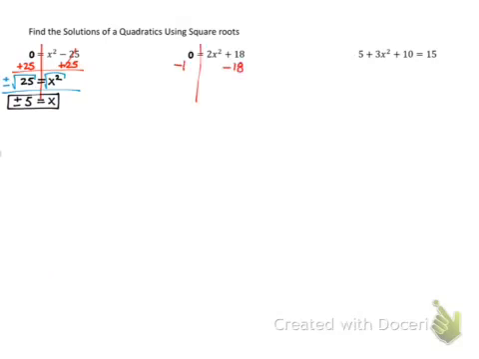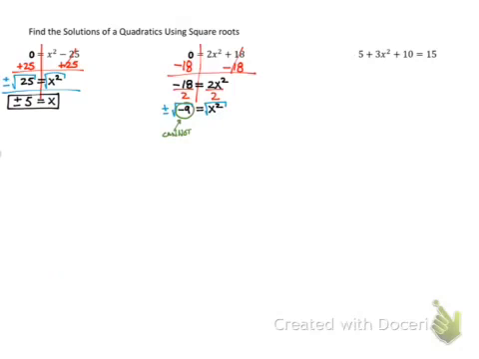For the second example, I have to first subtract 18 from both sides. That gives me -18 is equal to 2x squared. Second, divide 2 from both sides. Gives me -9 is equal to x squared. And then finally, take the square root of both sides, not to forget the plus or minus, because when you square a number, it can be either positive or negative.